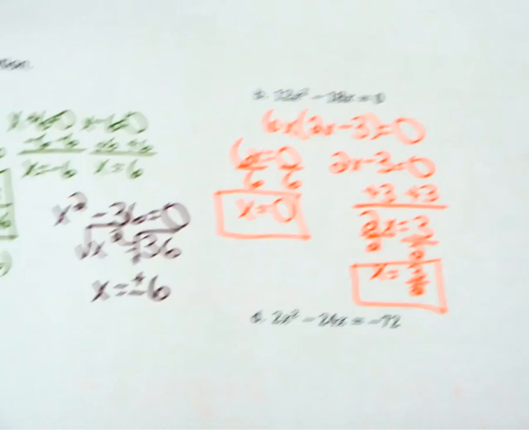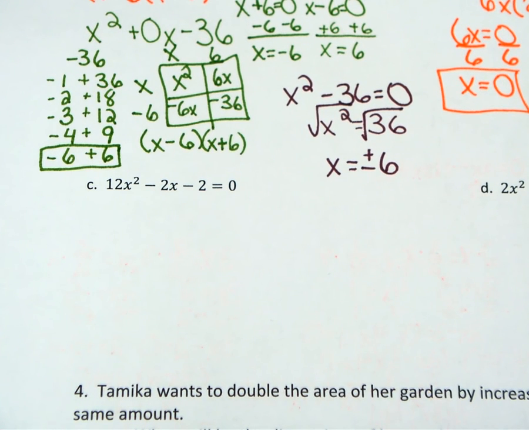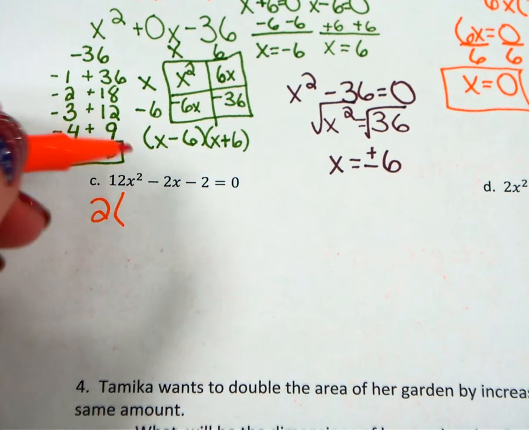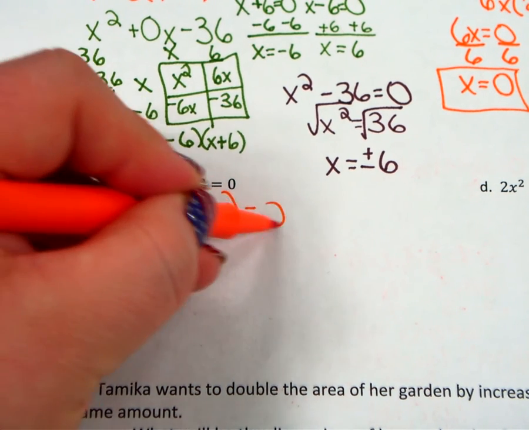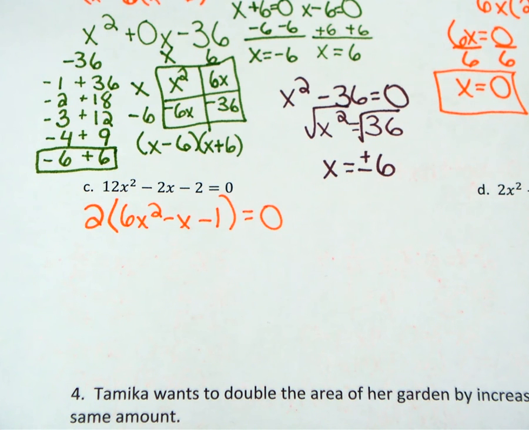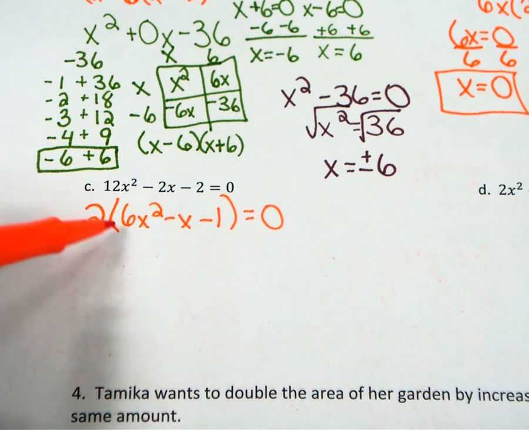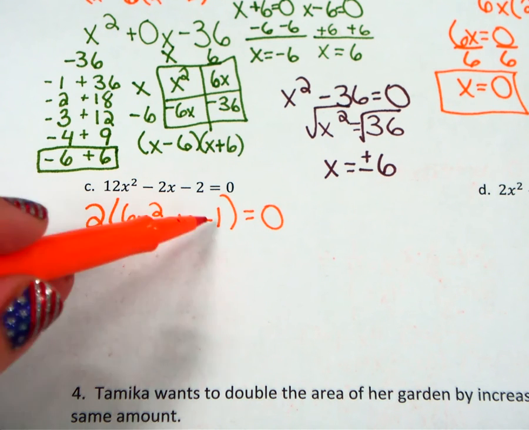Let's take a look at 3C. Can I take something out of each piece? I can take a 2. That leaves me with 6x squared minus x minus 1. So once I've taken something out of all the pieces, I'm only going to deal with what's left over. I'm never going to go back to the original problem. So when I do a times c here, I should have negative 6.